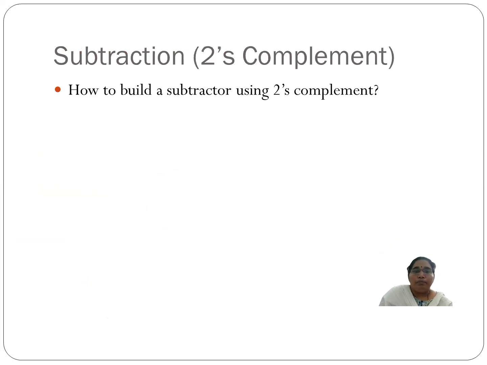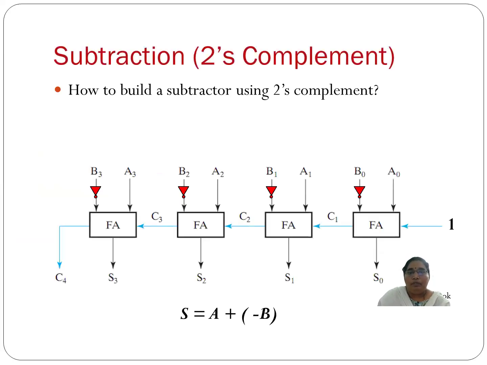Now, how to perform subtraction using the same circuit? The same ripple carry adder circuit can be used for implementing subtraction also. How is it possible? It is possible by using the 2's complement representation. We know that a negative number can be represented by using 2's complement format. So by using that, we can use the same adder circuit to achieve subtraction also. Subtraction of two n-bit numbers we can achieve.